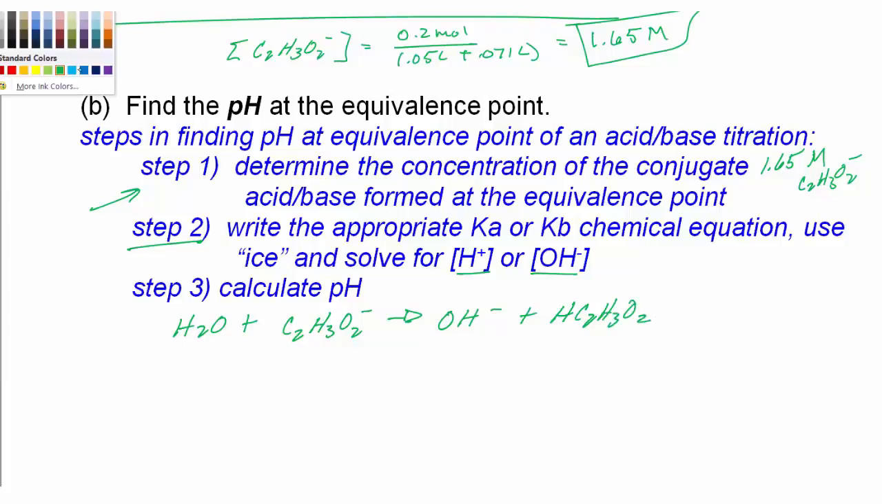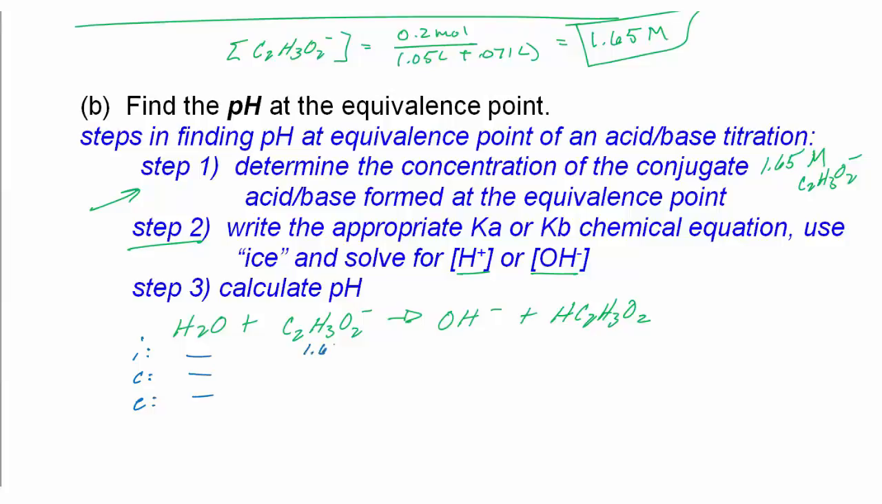Okay, I have to do ICE of that. Water never shows up in our Kb expression. Acetate, initially I had 1.65 molar. No hydroxide or acetic acid present initially because all that acetic acid was reacted up. I stopped at the equivalence point. Minus X for reactants, positive X for products. 1.65 minus X, X, and X.